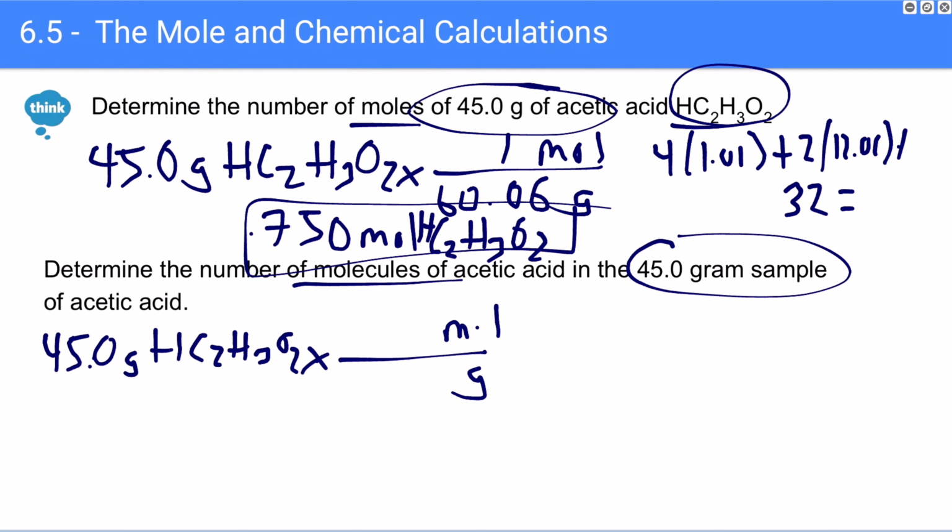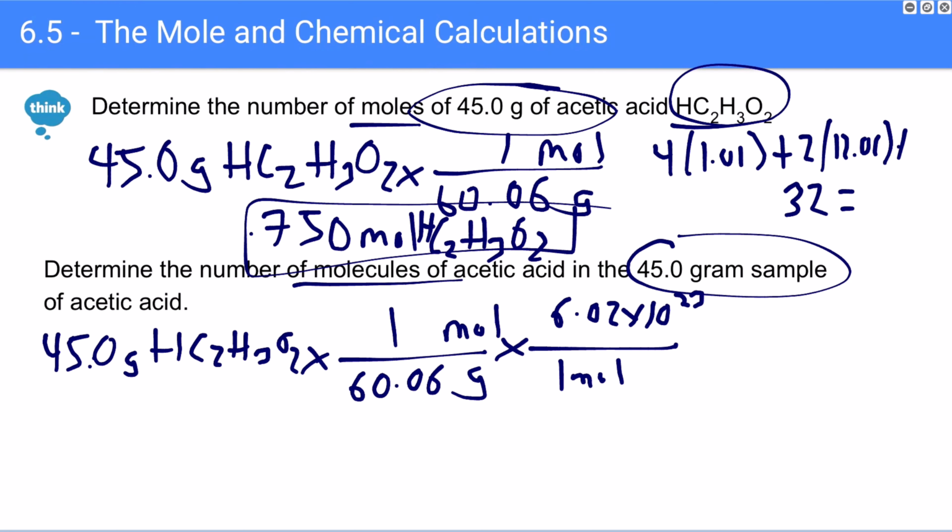I can only go from grams to moles, right? Cannot go directly between grams and molecules. So again, we're utilizing the molar mass we just calculated. And because we're going between grams and molecules, I need to make one more step and use Avogadro's number. Units cancel. We're just left with molecules.